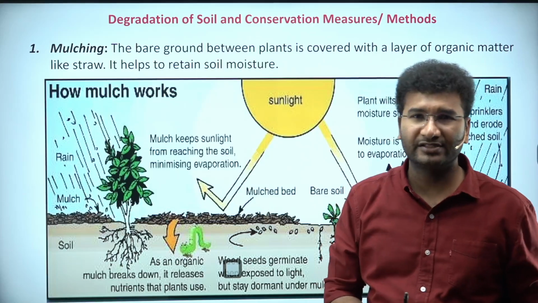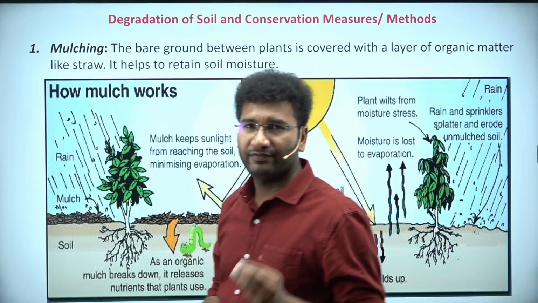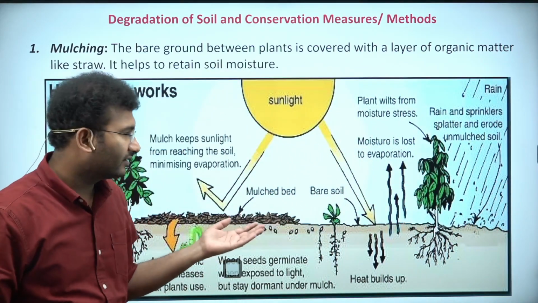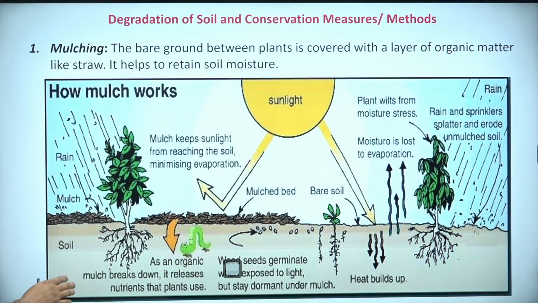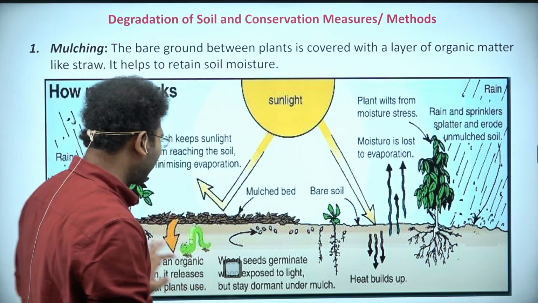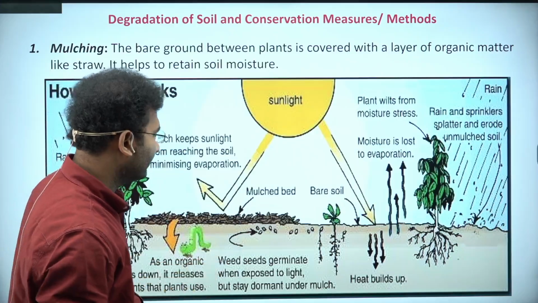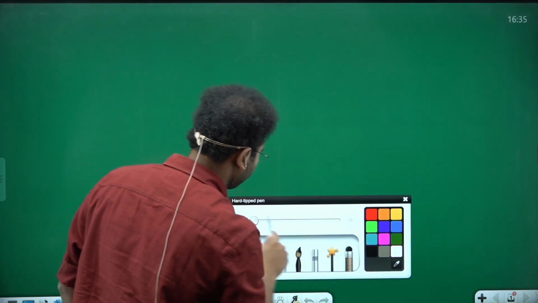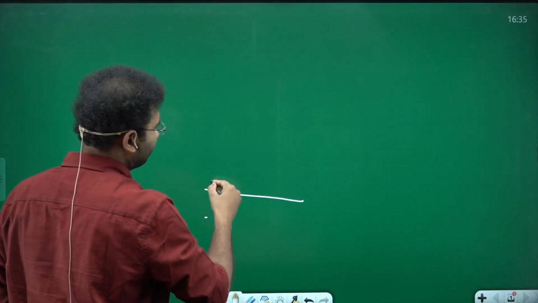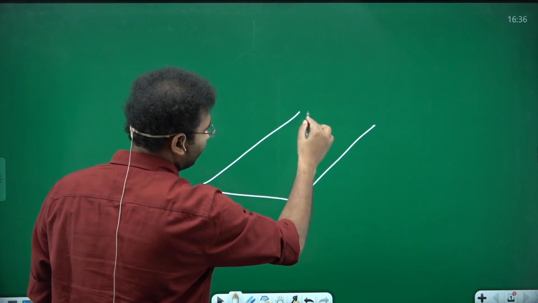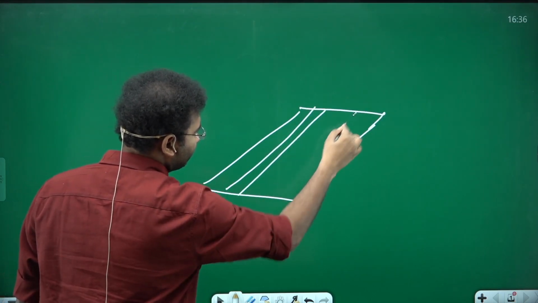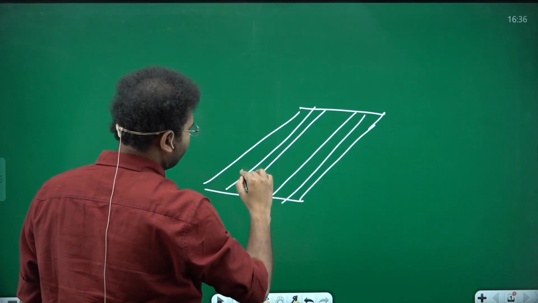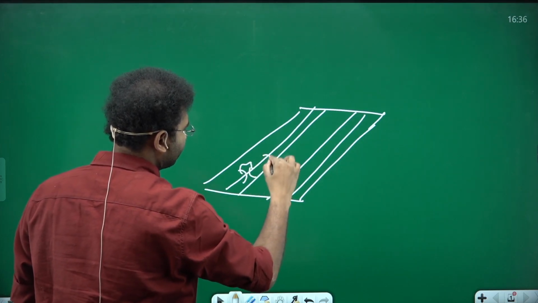What do you mean by mulching? Mulching means, if you take the land, let's take your cropland. Imagine this is your land. In this land, you want to grow a crop in this area. This is your crop area, so you're growing your plants.